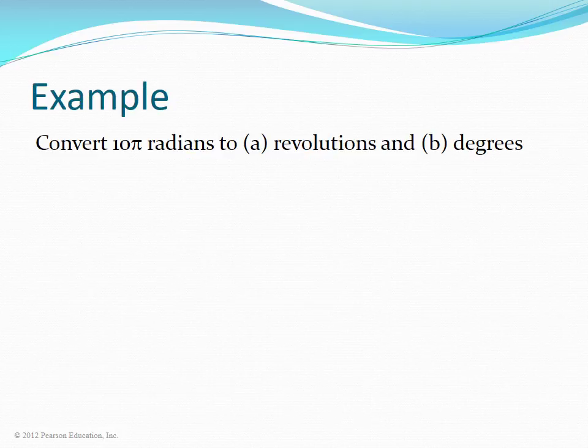As an example, let's convert 10 pi radians to A, revolutions, and B, degrees. Since 1 revolution is equal to 2 pi radians, our conversion factor is 1 revolution divided by 2 pi radians. Multiplying this out yields 5 revolutions. The object has made 5 revolutions if it has traveled 10 pi radians.